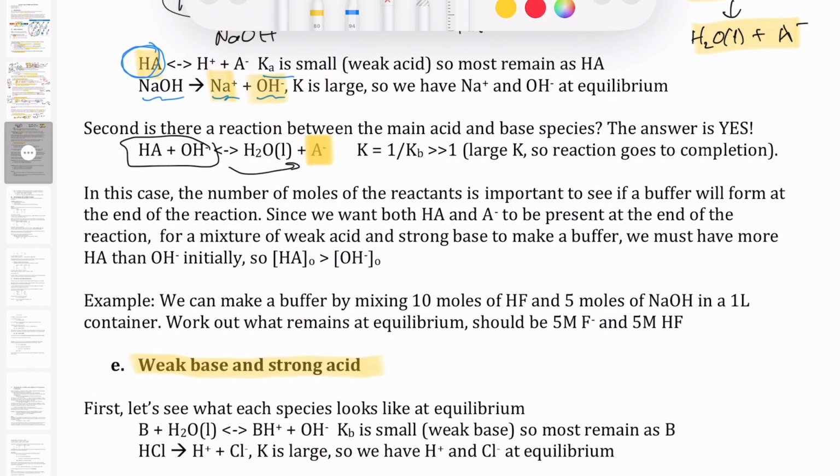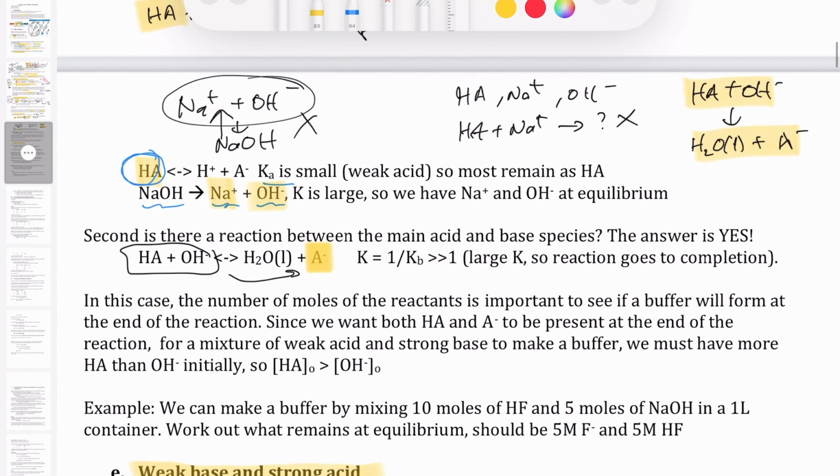What you might say at this point is, well, okay, so then I'm not going to have a buffer. All I have in my solution, if I think about what happens here, is Na plus, right? That's one of the ions. OH minus reacts with HA, so I'm going to have A minus. So all I have is Na plus and A minus. A minus is a base. Na plus is neutral, so there's no acid here. And because there's no acid, I can't really neutralize any incoming base. So therefore, this is not going to work as a buffer.